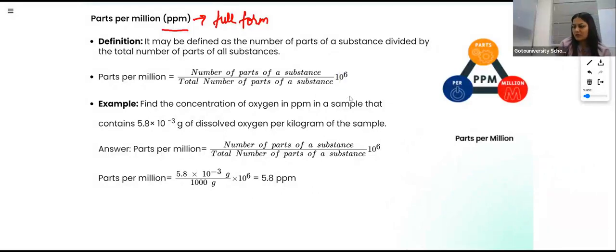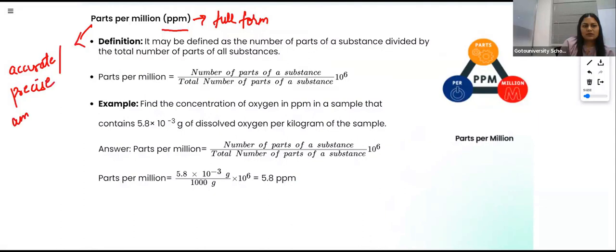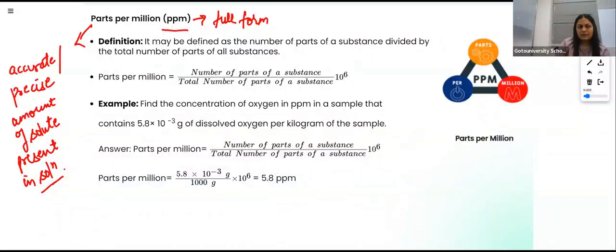Okay, so why do we use this? It gives the precise or say accurate amount of solute present in solution. This method of calculating the concentration of solution gives the precise amount of solute present in solution. This is very much used in pharmaceutical industries, because why is this used?